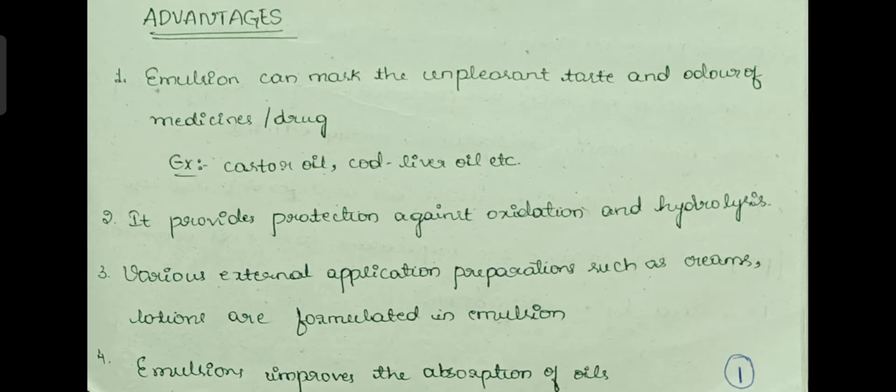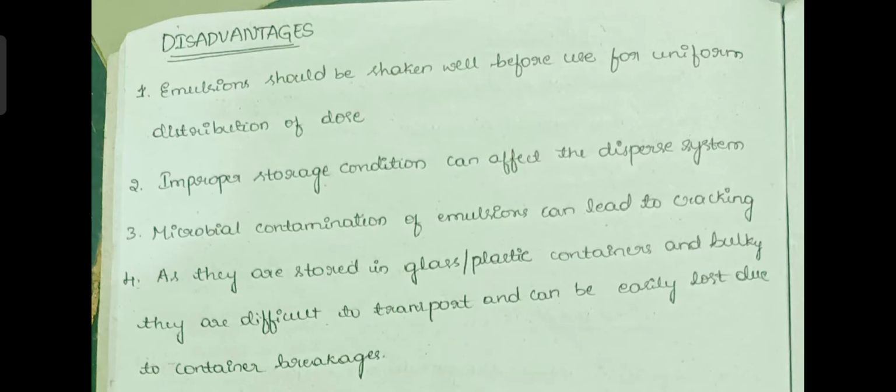Various external application preparations such as creams and lotions are formulated as emulsions. Emulsion improves the absorption of oils. The absorption of oil from the dosage form into our body can be increased by using the emulsion dosage form. And what are the disadvantages?